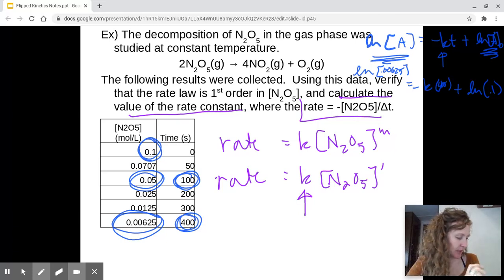Make sure you're using the natural log button, the LN, and not the log button. The log has a base of 10. The natural log has a base of E. Different functions.